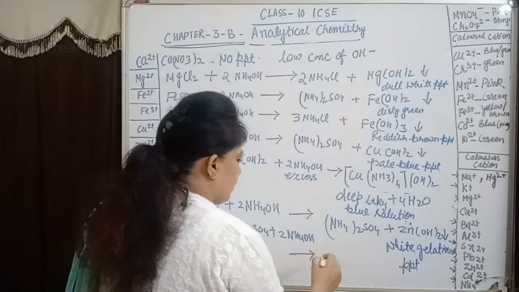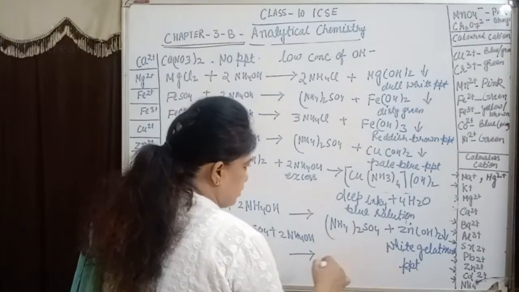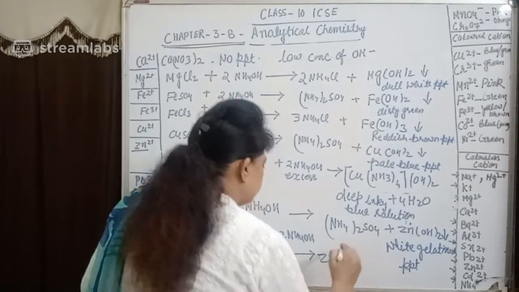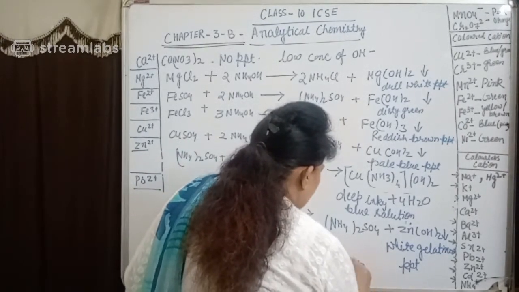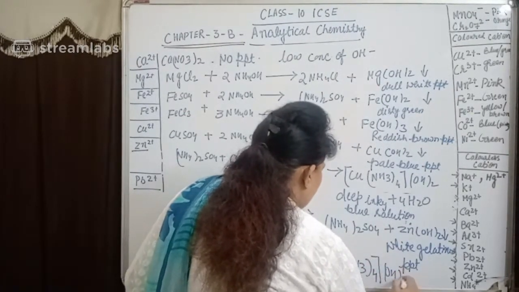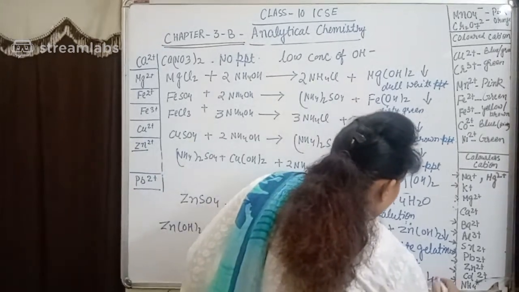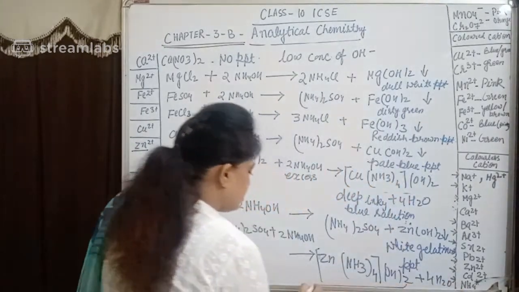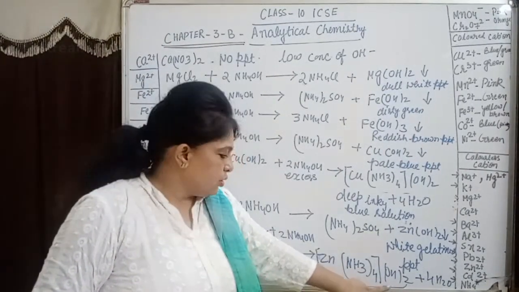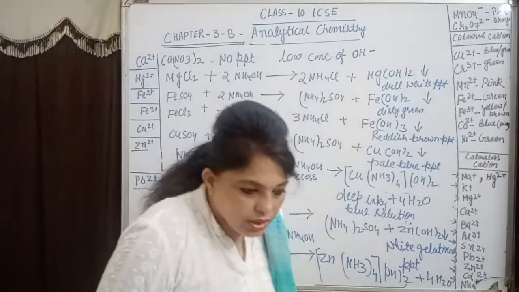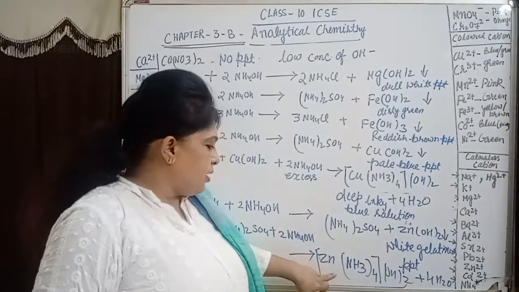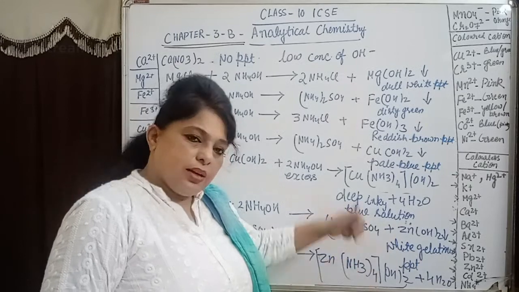So let's see what will be the color of the salt. I told you it's colorless. So Zn(NH3)4(OH)2 plus 4H2O. Once again we are going to get the complex salt, tetraamine zinc hydroxide. So tetraamine zinc hydroxide. Is it clear? So tetraamine zinc hydroxide. Clear?